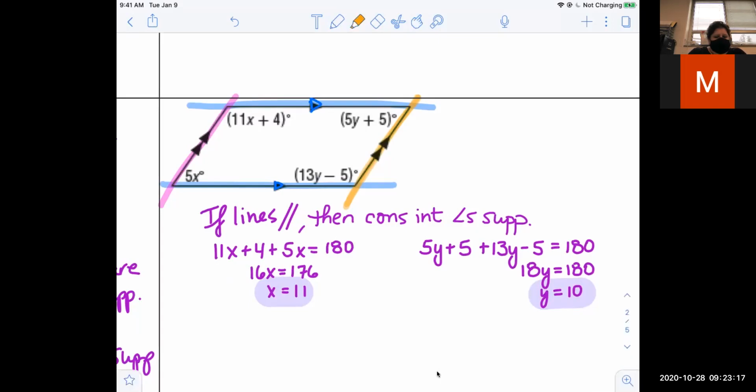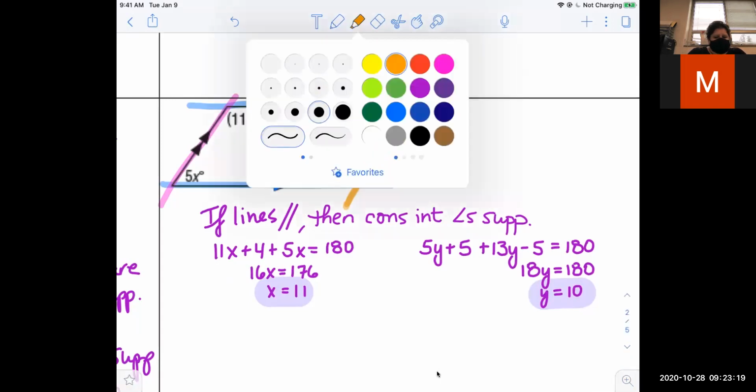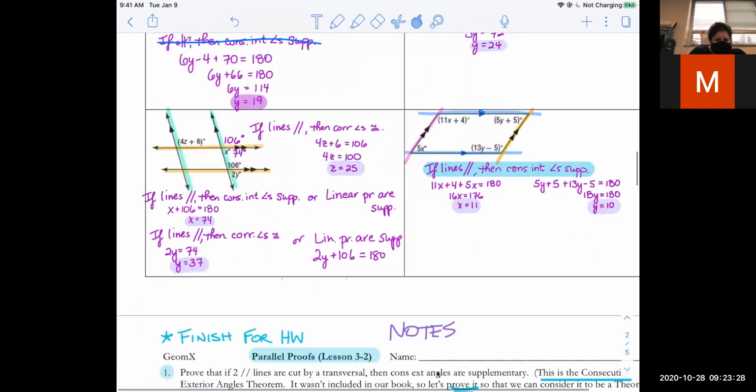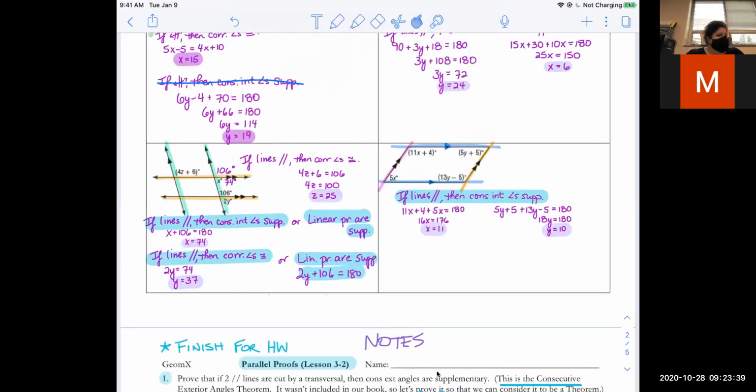Again, super important that you're able to write those statements because that's part of your answer. Okay, all of those theorems. It could be one of the newer ones, or it could be linear pairs are supplementary or vertical angles are congruent. So that's basically what you have to choose from.